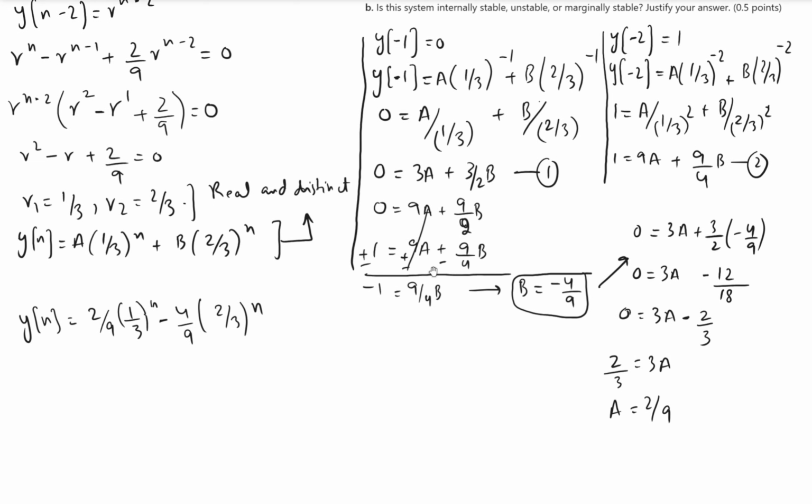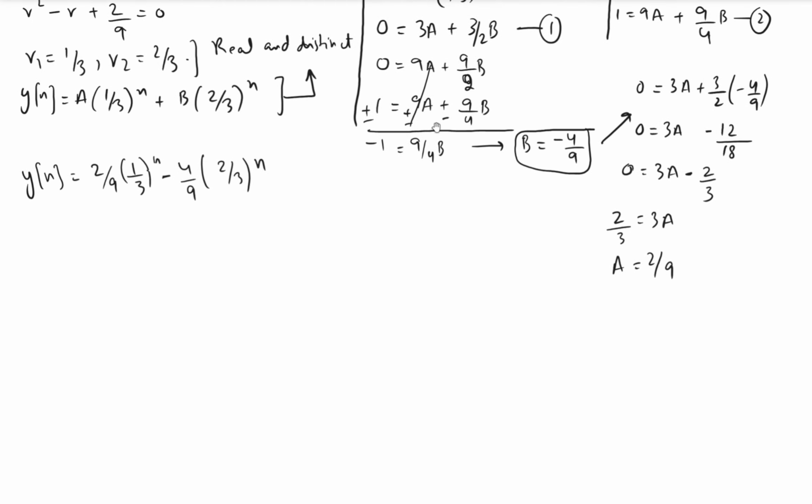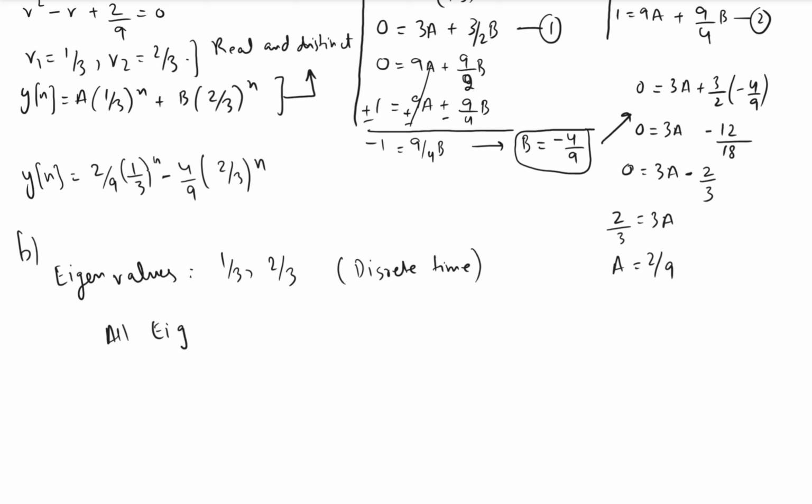In the second part, it says, is this system internally stable, unstable, or marginally stable? Because the roots, or eigenvalues, in part B were 1 by 3 and 2 by 3, and the system is discrete time, the condition for stability is that all eigenvalues should be less than 1. So if they are less than 1, they are stable.